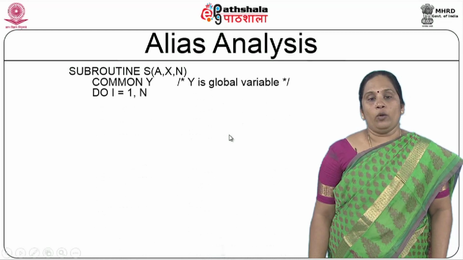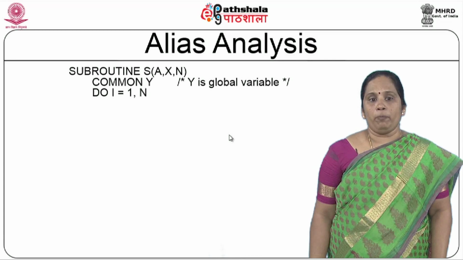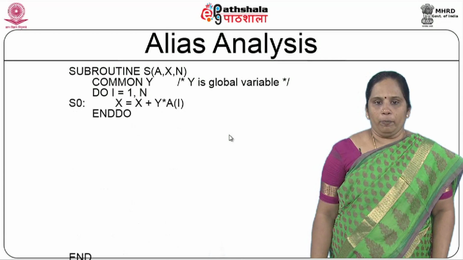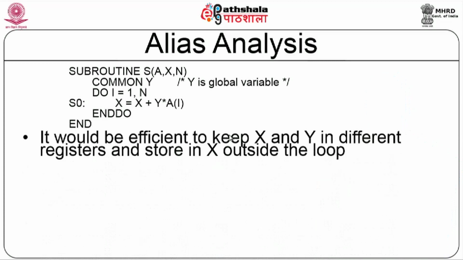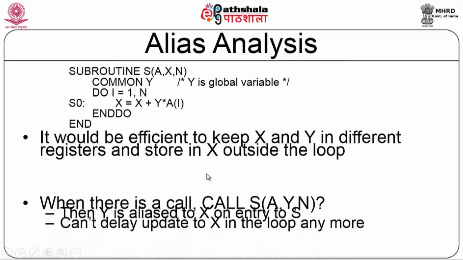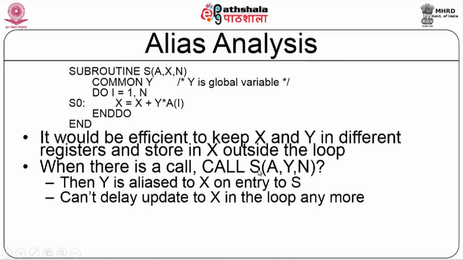Then there is alias analysis. We have already looked at alias analysis with respect to pointers, now in the context of procedures. It would be efficient here to keep x and y in different registers and store x outside the loop, because x is equal to x plus y into a of I. I am not changing x or y, I am simply changing the value of a of I only. But if there is a call s of a, y, n, then y is aliased to x on entry to s. So, you cannot delay the update to x in the loop anymore.